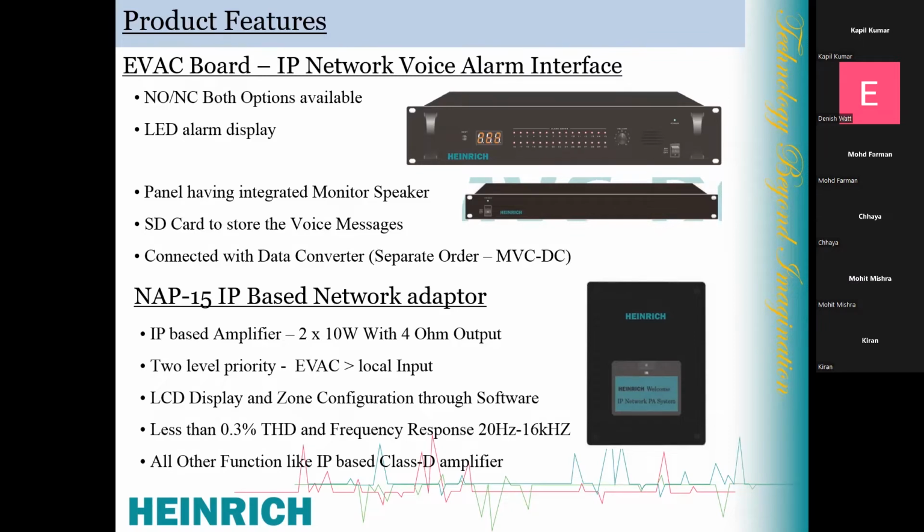Evac board, IP network voice alarm interface. This is an IP-based integration module. You can put it anywhere over IP and integrate with your third party systems, like fire alarm, CCTV, BMS, or firefighting, any kind of system, over IP with this module. It has 32 input and output NO/NC contacts. It has an inbuilt SD card to store voice messages. The basic advantage is you can install it over IP. You don't need to run cables from your fire alarm or third party system to your PA control room.